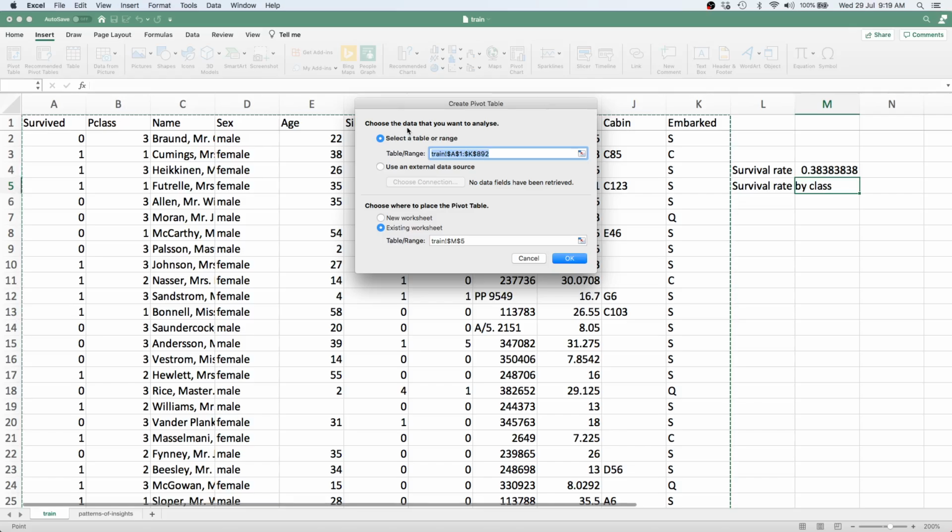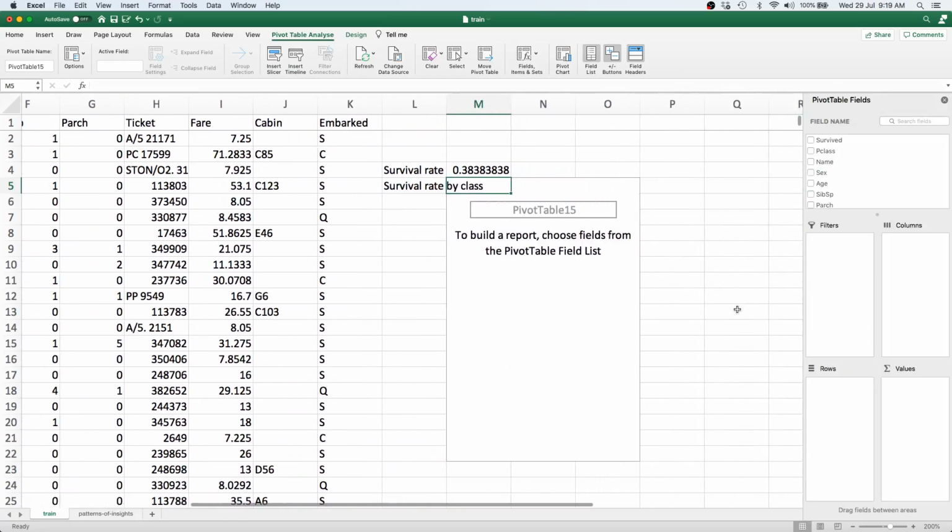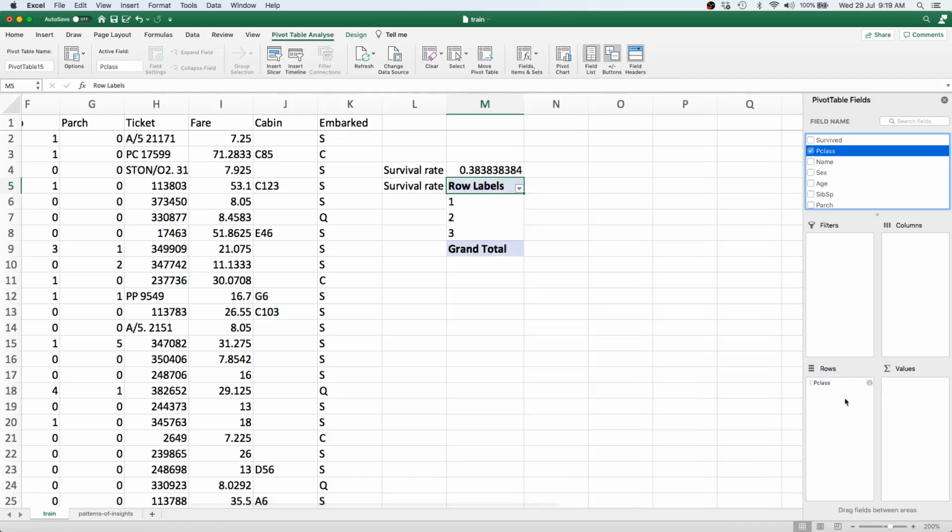Of course, which individual column to use for a particular metric, that is up to us. So let's click on OK, and here we see the details of the pivot table. Now we need to find out the survival rate by class. So we need a table which shows each class in a given row, and in the column next to it we need to see the survival rates. So what we need to do is take the P class variable from here and drag it down to the rows section, and then we need to take the survive variable and drag it down to the values section.